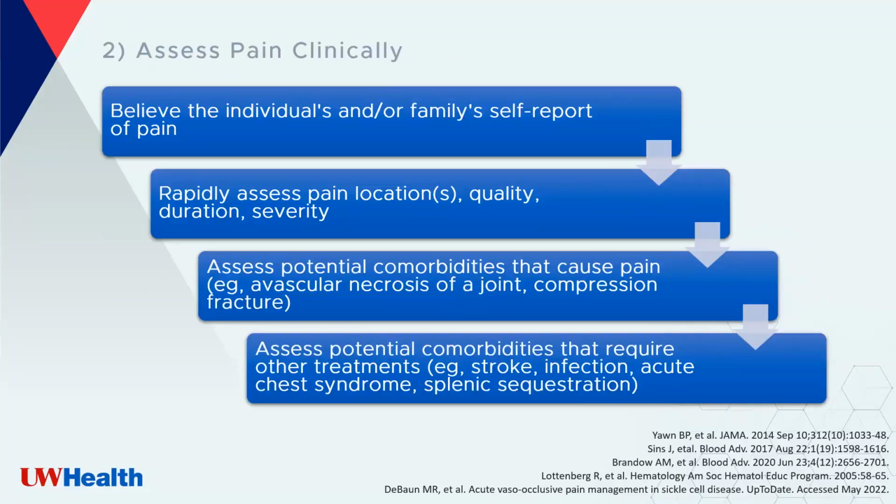Number two, we want to assess pain clinically, and what this means is we need to actually believe the patients, believe the individuals and their families' self-reported pain. Pain is hard to quantify objectively, and in these cases, in pain crisis, it's important to take that into consideration. We want to rapidly assess pain location, quality, duration, and severity, and assess potential comorbidities that can cause pain. So this can be necrosis of a joint, compression fracture, etc. And then also assess potential comorbidities that require other treatments like stroke, infections, acute chest syndrome, and splenic sequestration.